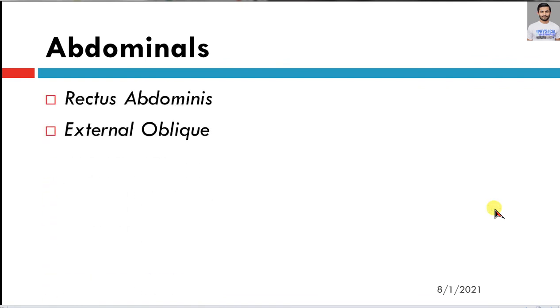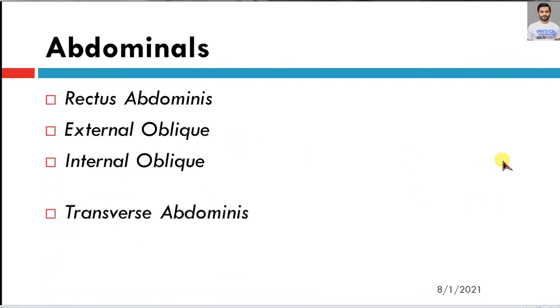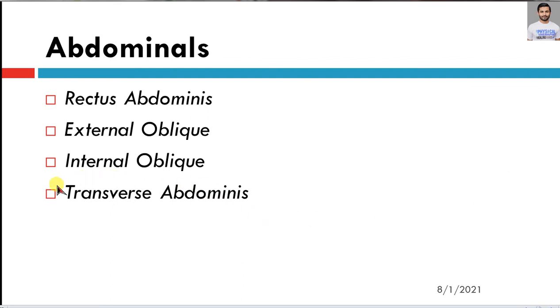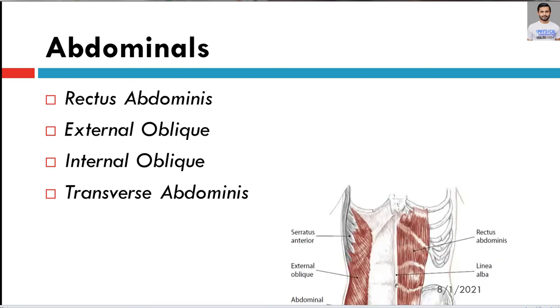Then we have the abdominal muscles: the rectus abdominis, external oblique, internal oblique, and transversus abdominis. There are a lot of studies that emphasize the role of transversus abdominis, and I will tell you why. Because transversus abdominis plays a very vital role in maintaining the stability of the spine. So if you ever encounter a patient having a problem with the core muscles or weak core muscles or weak spine, the transversus abdominis muscles need to be trained for stability.